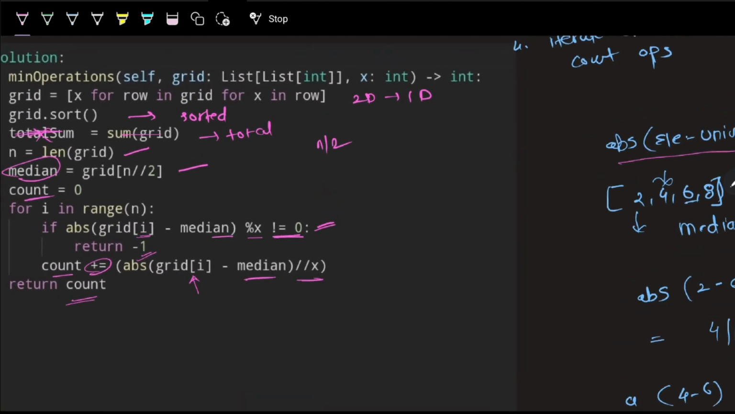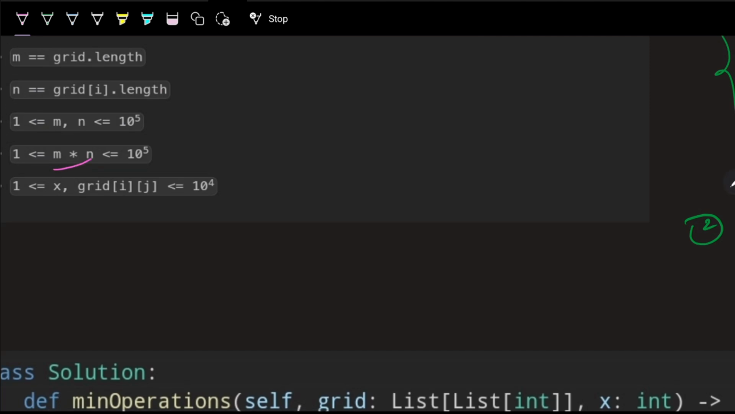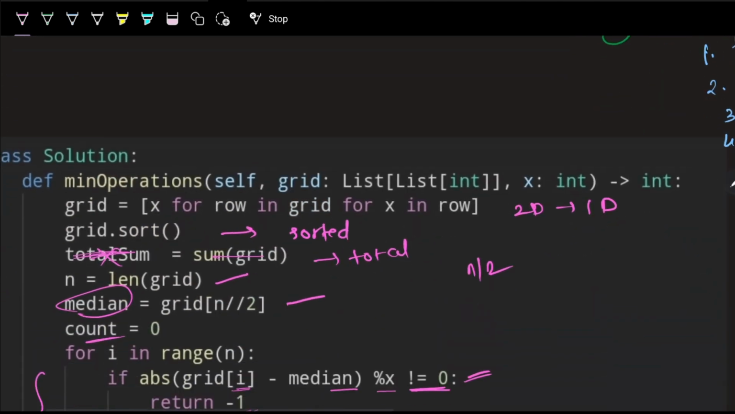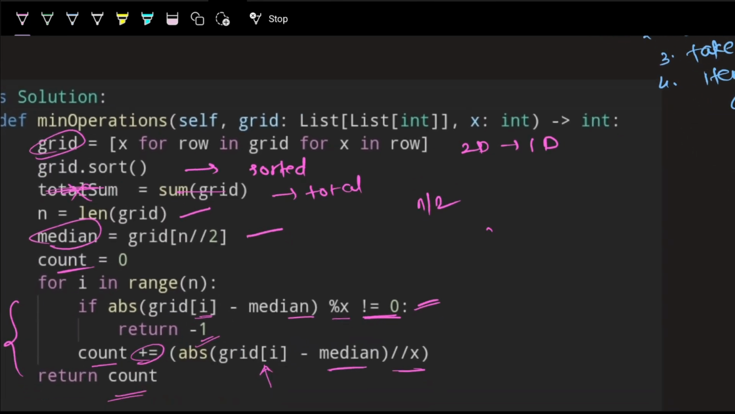So let's analyze the time complexity for this. The constraint given is that m cross n is 10 raised to 5, correct? So if you see this length, this array would have a maximum of 10 raised to 5 elements. So sorting it will take O(n log n) at max, and this loop would be O(n) only. So O(n log n) plus O(n) would ultimately be the bigger one, O(n log n).